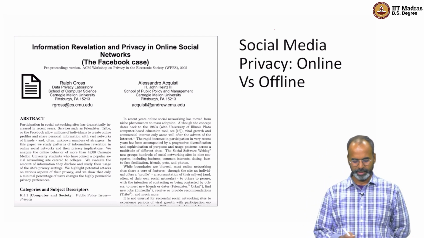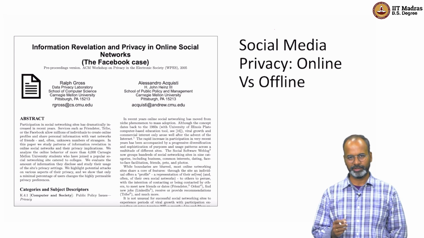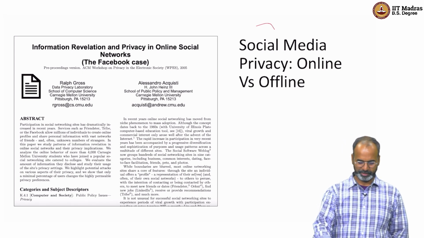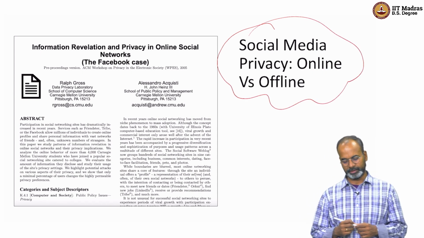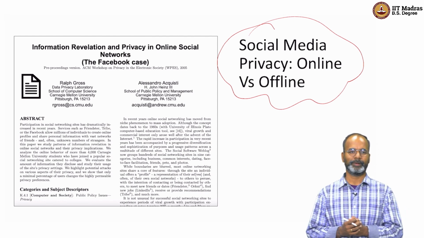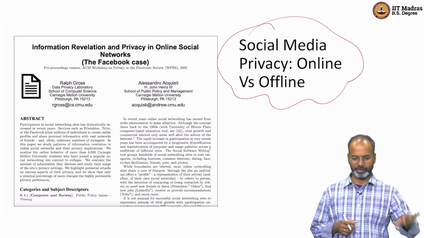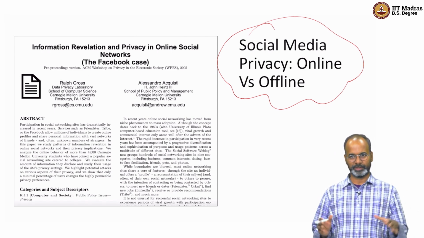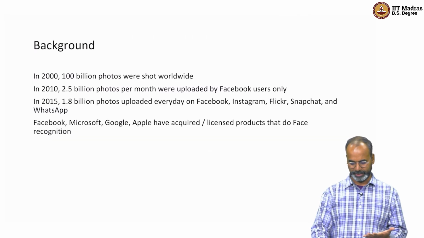This one is "Information Revelation and Privacy in Online Social Networks: The Facebook Case." And the big question that they asked was online versus offline. They took some users, studied their online behavior, got some offline data from the same users, and tried to make a connection between them. I'll walk you through what it is in detail now.